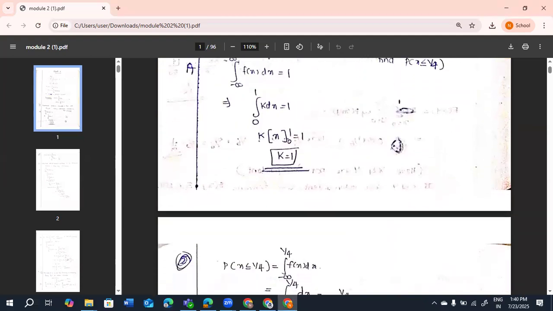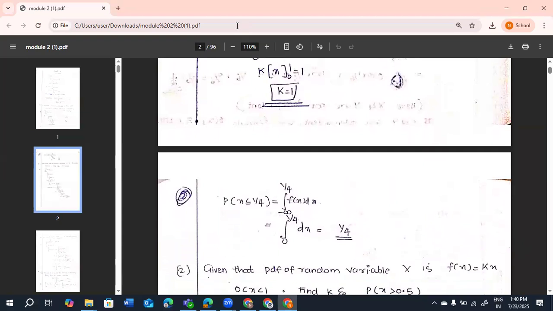For that, what we are going to do is, the equation is like this. Okay. All of you, please look here. P of x less than or equal to 1 by 4. Not less than 4. It's 1 by 4. So P of x less than or equal to 1 by 4 is equal to integral minus infinity to 1 by 4. Actually, it will be minus infinity to infinity, right? But we need till only 1 by 4. So minus infinity to 1 by 4 f of x dx.